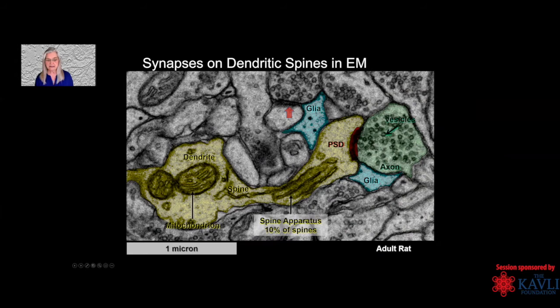This is the dendrite proper. Here's a mitochondrion. Here's the dendritic spine. Here is the spine apparatus, which occurs in about 10% of spines. We'll come back to talk more about them.